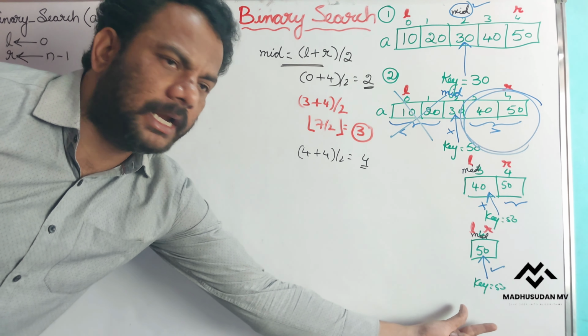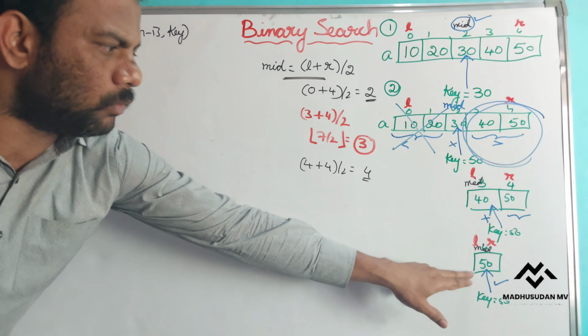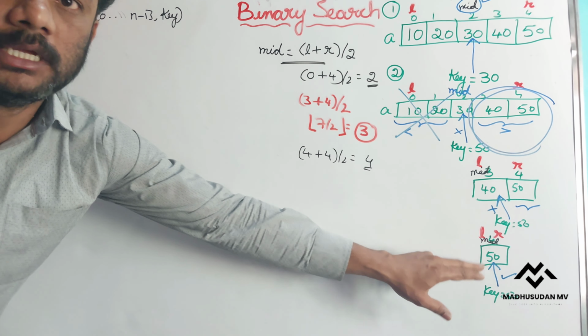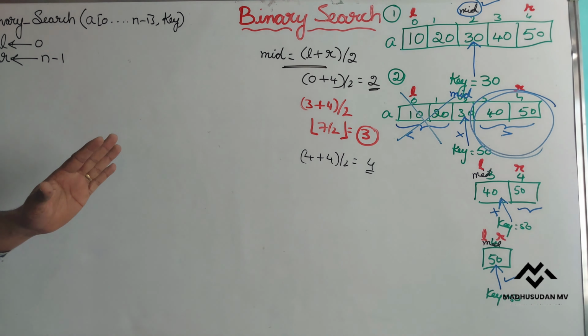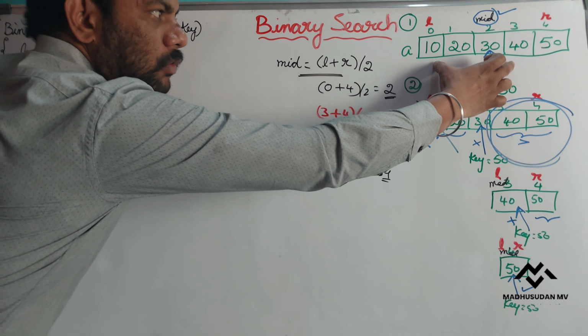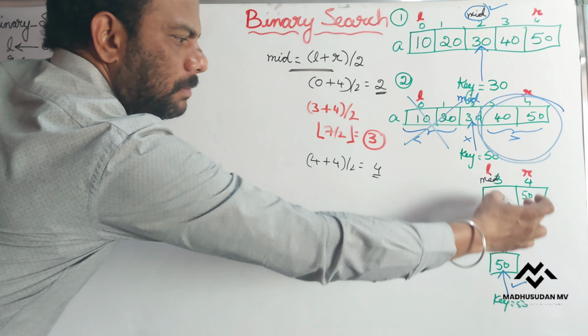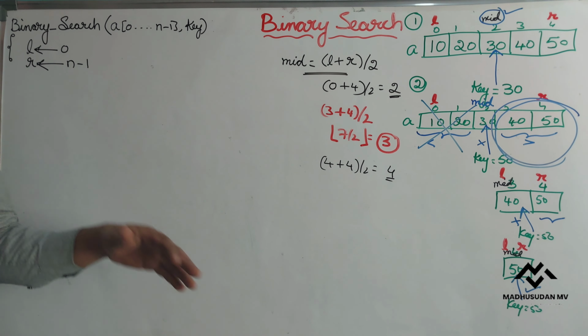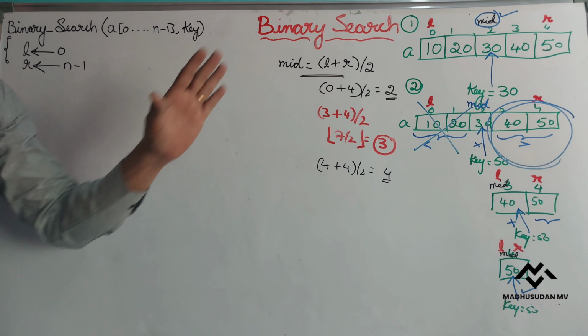So again, did we divide here? No. Why? Because with only one element, whether we find it or not, suppose here also it doesn't match, it was unsuccessful, and we need to stop. That means we divide only when there are more than one element. So we need to check whether more than one element is there or not.